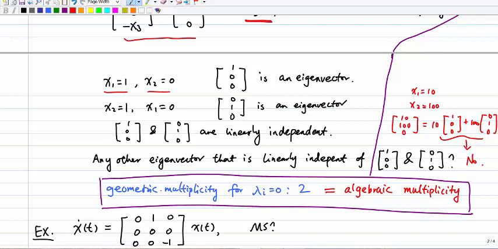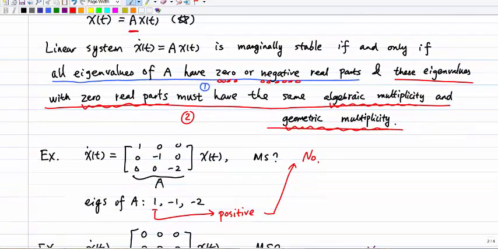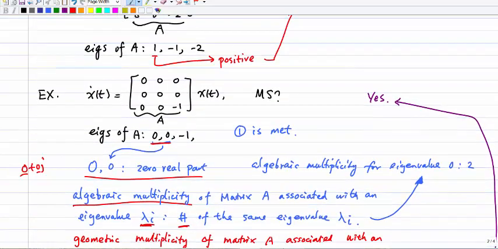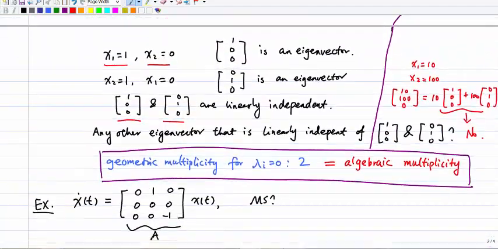If you're not quite sure, you can also verify. You can choose any other x1, x2. It can be written as a weighted sum of these two, by putting on the right weights. So it's just a linear weighted sum of these two vectors (1, 0, 0) and (0, 1, 0). That's why the geometric multiplicity for lambda, the eigenvalue 0, is 2, which is equal to the algebraic multiplicity. In other words, the second condition is also satisfied, which means the system is marginally stable.